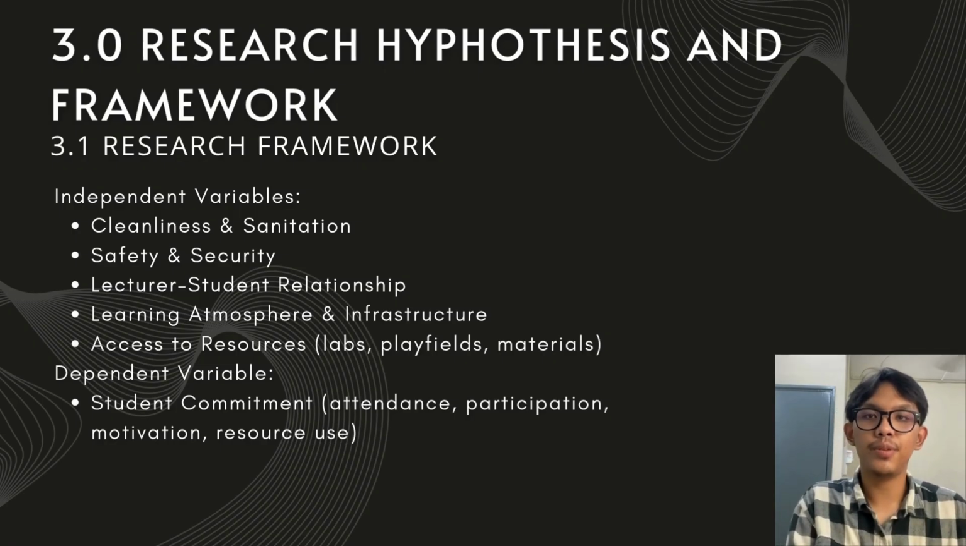Moving on to our research framework. Our independent variables include 5 main factors that represent the university environment: cleanliness and sanitation, safety and security, lecturer-student relationship, learning atmosphere and infrastructure, and access to academic resources like labs, sport fields, and learning materials. Our dependent variable is student commitment. We measure this through indicators such as class attendance, participation, motivation, and how actively students use available resources.